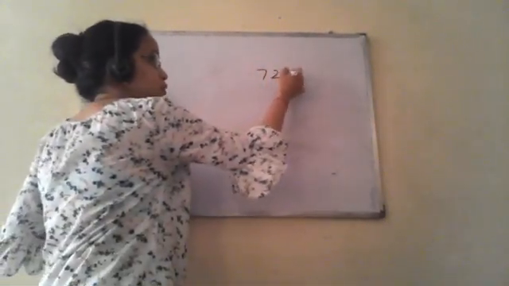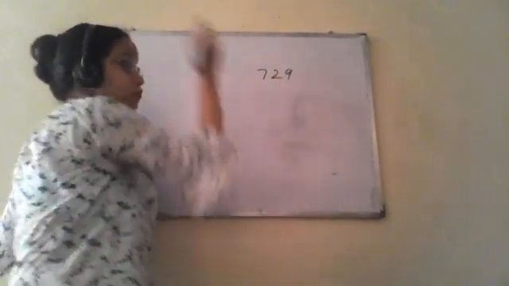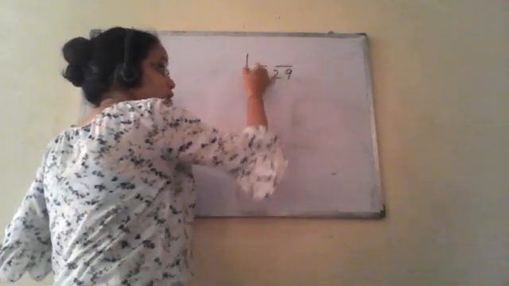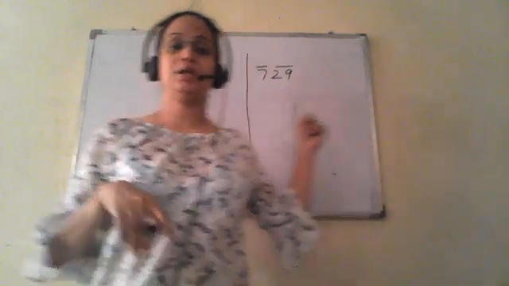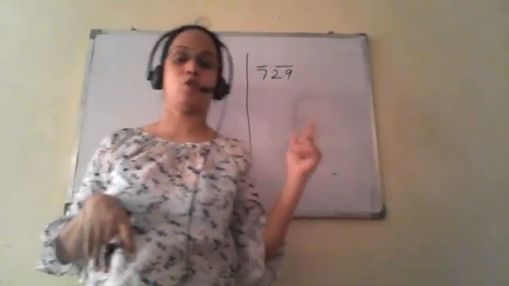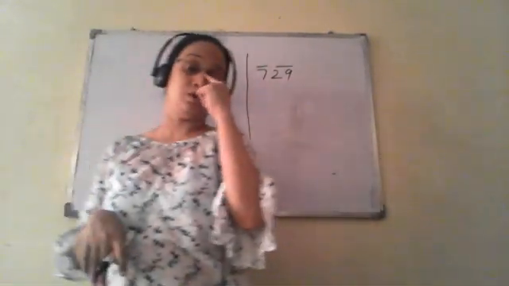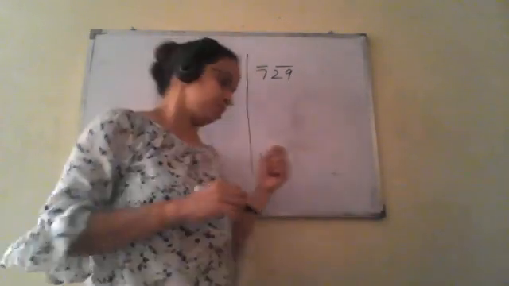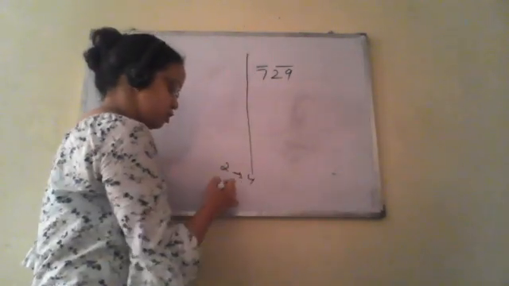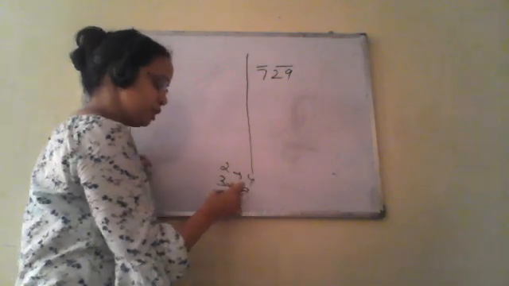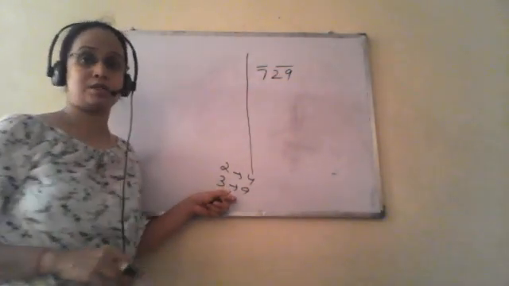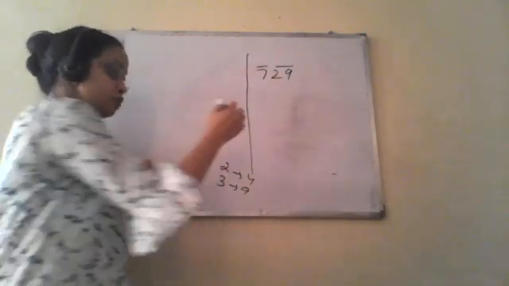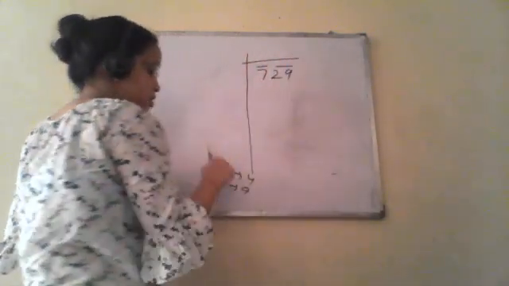This is 729. Okay, we'll start putting the bar. So first thing, we have to think of a number whose square is either equal to 7 or less than 7. So what can it be? Square of 2 is 4, square of 3 is 9. We cannot put 3 because its square is 9, which is greater than 7. So we will put 2.